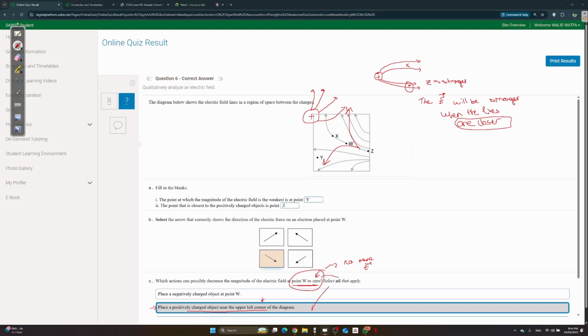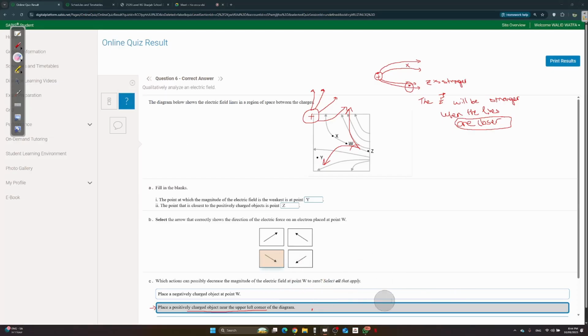Now you need to know, to have a zero electric field, that means there is a neutral point. Neutral point means a region where zero electric field passes. And in this case, when you put the positively charged object on the top left, it means the field is not going to pass through there. There's going to be zero electric field. Do you get what I mean? Okay. Now let me show you the second one.